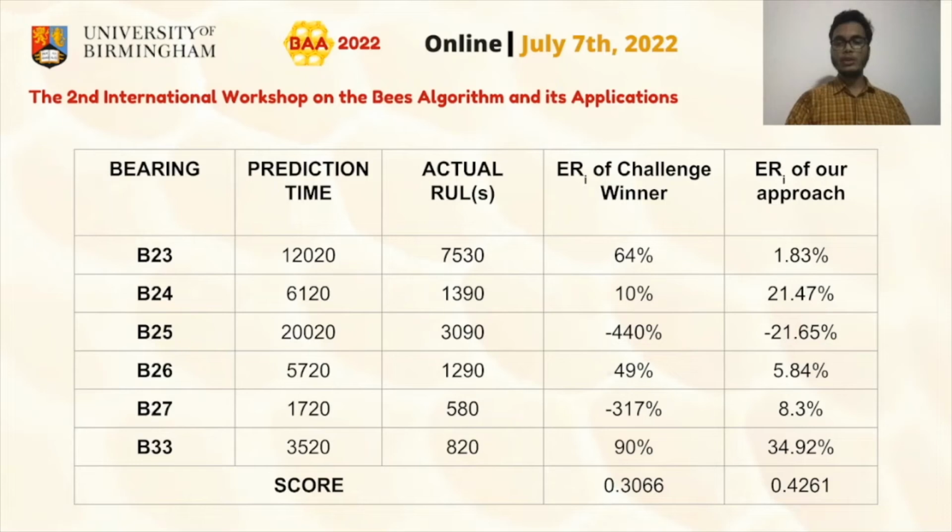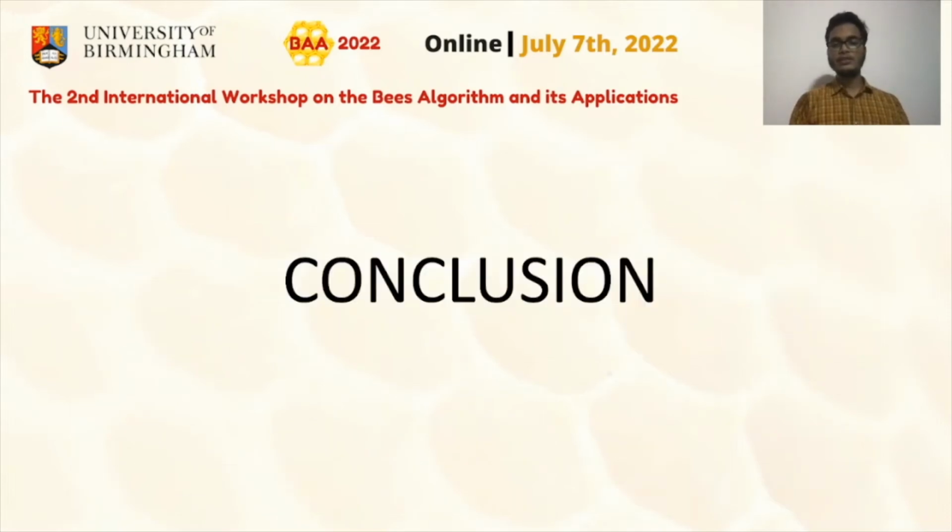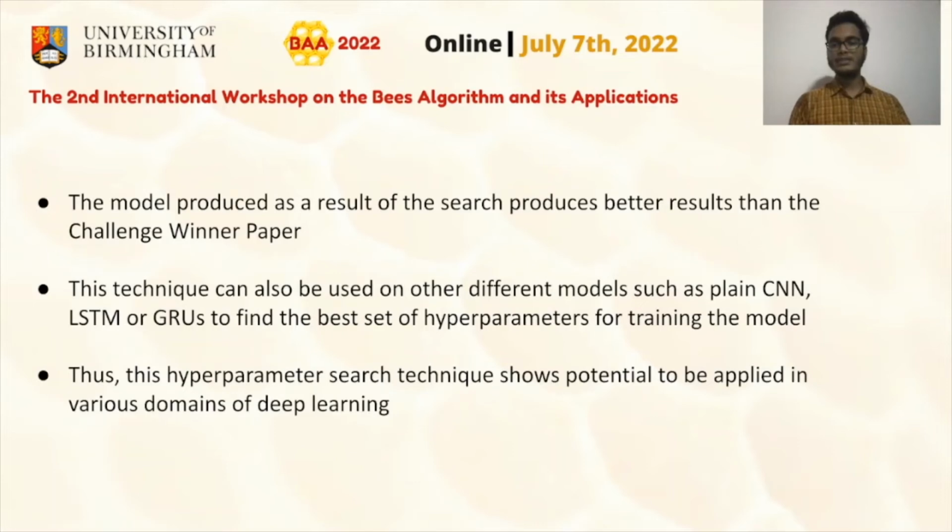Now I'll be concluding our presentation. The model produced as a result of the search produces better results than the challenge winner paper. This technique can also be used on other different models such as plain CNN, LSTM, or GRUs to find the best set of hyperparameters for training the model. Thus, this hyperparameter search technique shows potential to be applied in various domains of deep learning.